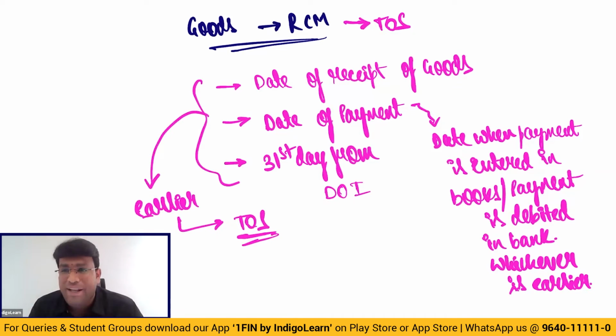Online, some students are commenting about goods covered under RCM, cashew nut, silk yarn, raw cotton and all. They're all covered in RCM, but at CA Inter level, that goods list covered in RCM is not there in syllabus. So need not worry about it, my dear friends. We just have to understand what is the time of supply for goods covered under RCM. So what is time of supply? Date of receipt of goods, date of payment, 31st day from date of invoice, whichever is earlier. This is the time of supply for goods covered under RCM.